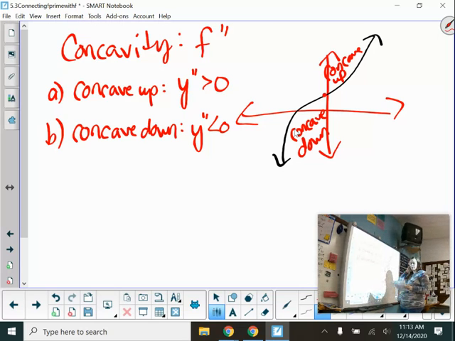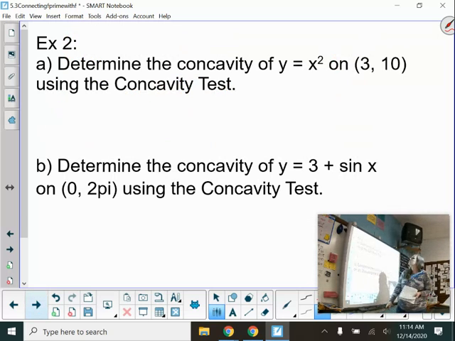So there's a little bit more to this in the book. Again, I don't know what happened to my slide for this and why it's not in here. But for concavity, you're looking at the second derivative. Positive second derivative means concave up. Negative second derivative means concave down.